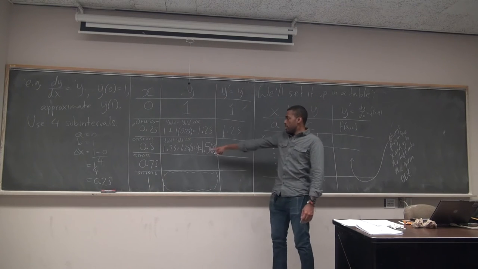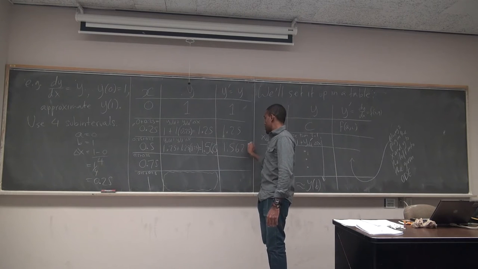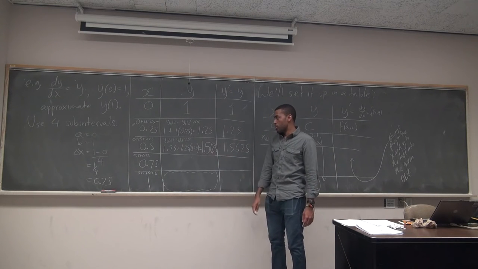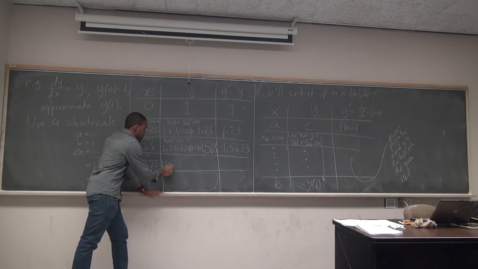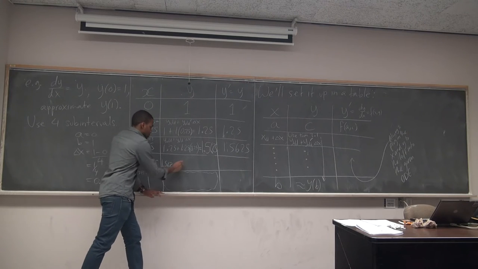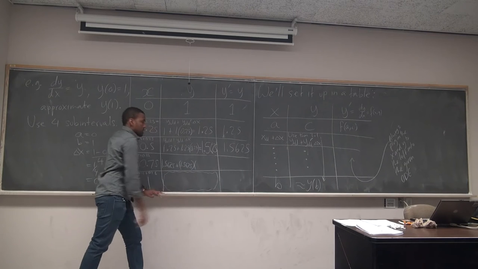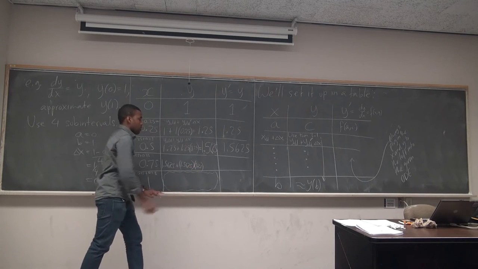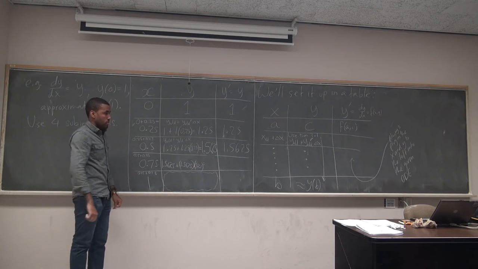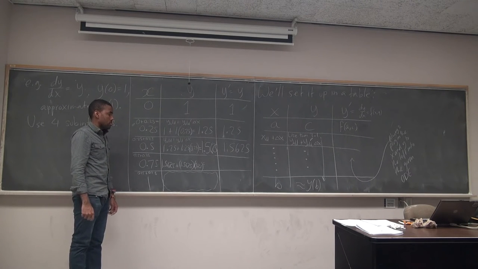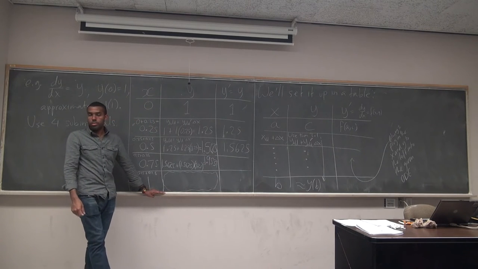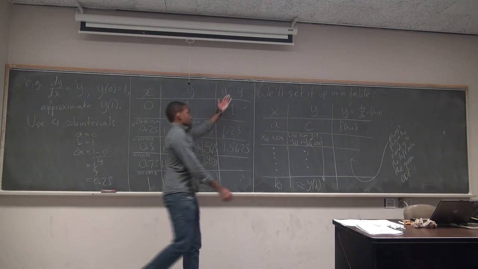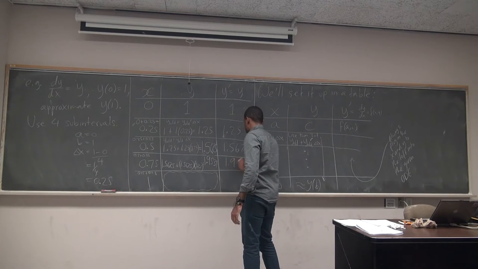Now if that's my guy, this is going to be 1.5625 again. Go down. What am I going to do? The old y value, 1.5625, plus the old y prime value, 1.5625, times delta x, 0.25. And what does that give us here? Does everyone agree? Which means my derivative is the same as my y value, so this is also 1.9531.